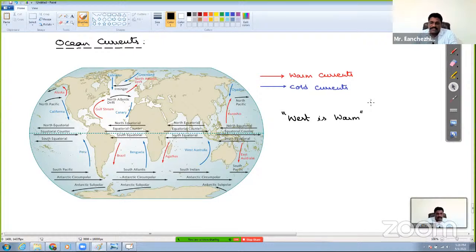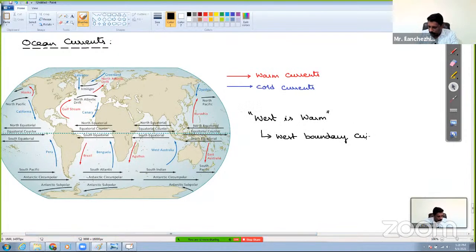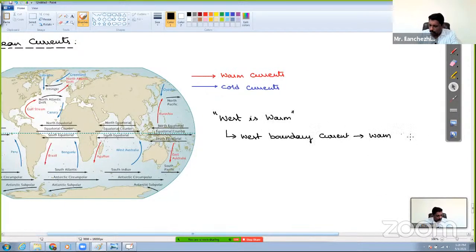You can write it as: west is warm. Now, west is warm means what? The western side of the ocean will have what? You call them the west boundary current. The west boundary current will be a warm current, my friend, which runs along the boundary. That's what I said, west is warm.